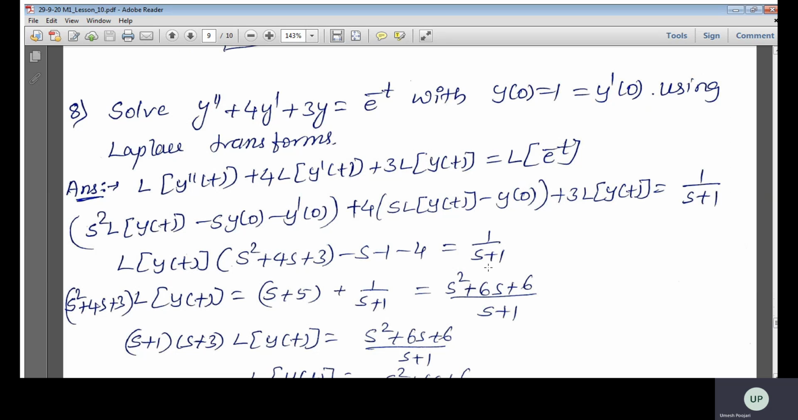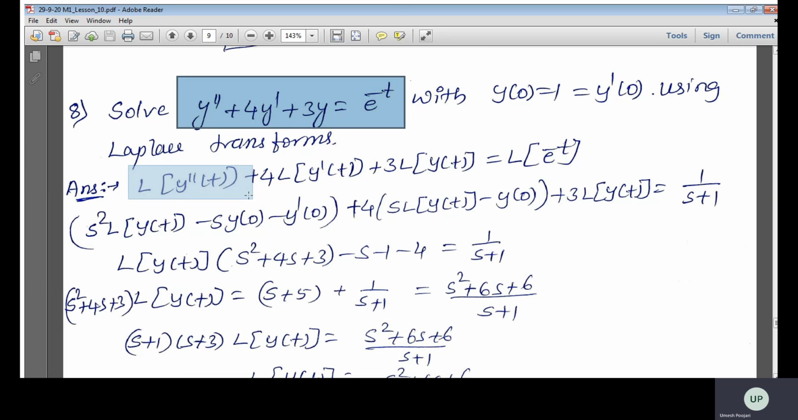Similarly, we shall solve one more example now. Solve y double dash plus 4y dash plus 3y equals e raised to minus t with the conditions y of 0 equals 1 and y dash of 0 equals 1. By using Laplace transform, we have to solve this. You know that we have solved so many examples. Follow the same procedure here. L of y double dash of t plus 4 into L of y dash of t plus 3 times L of y of t equals L of e raised to minus t.